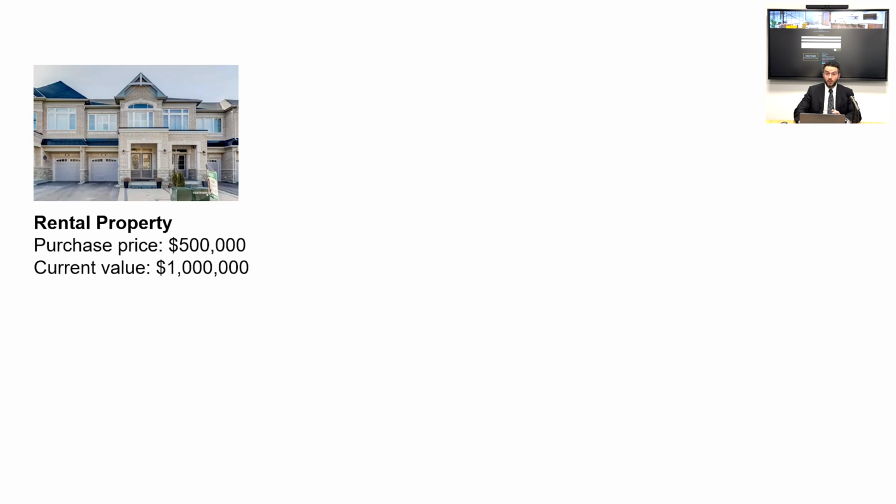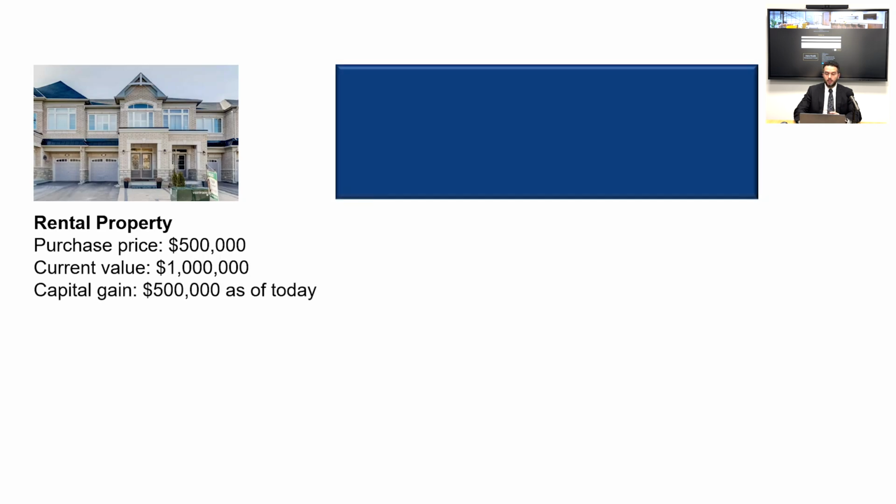So let's just say you own a rental property, personally owned rental property. So this is not in your corporation. And let's say you purchase it for $500,000 and it's currently worth $1 million. So the capital gain as of today is $500,000.